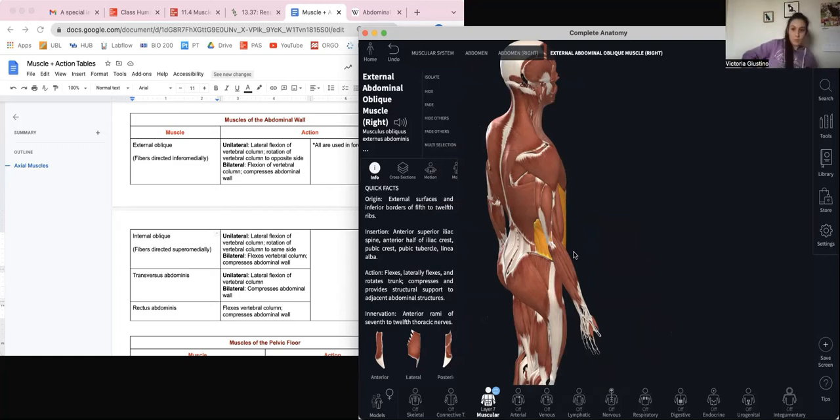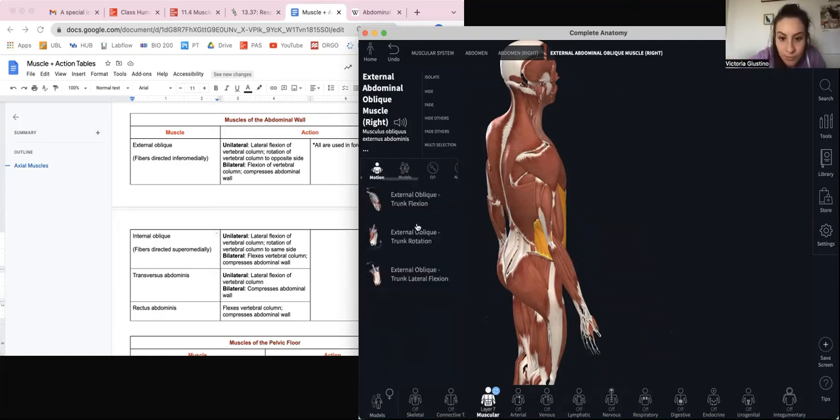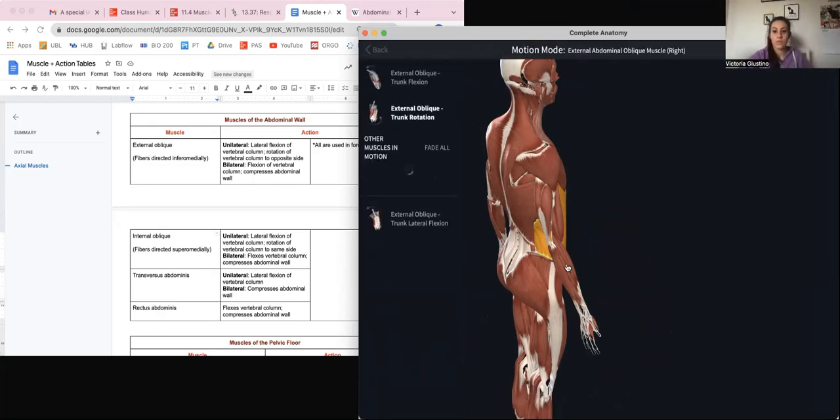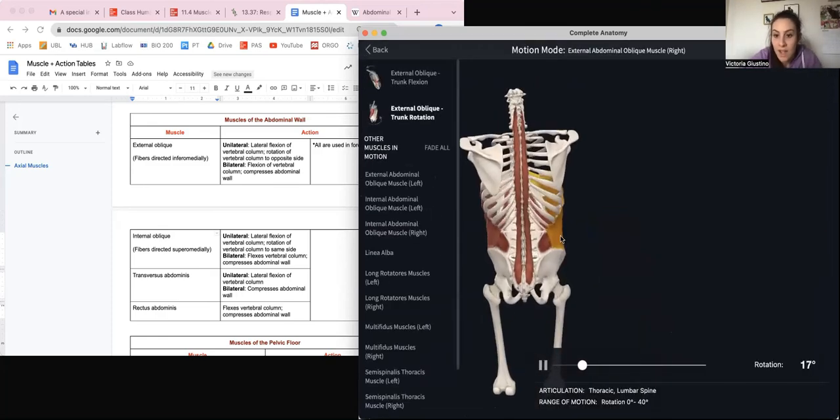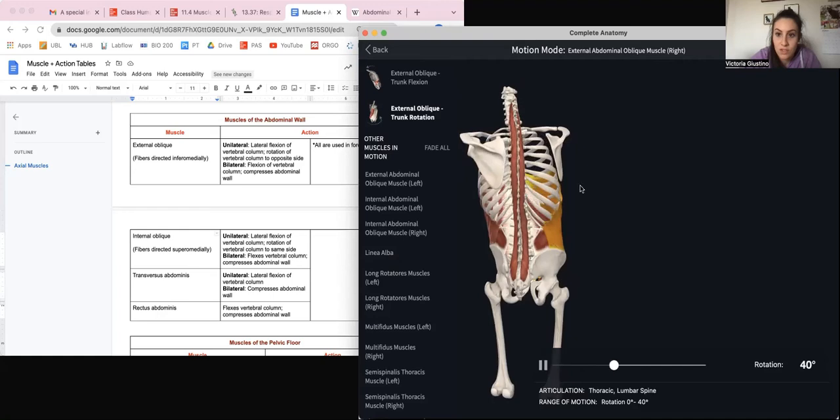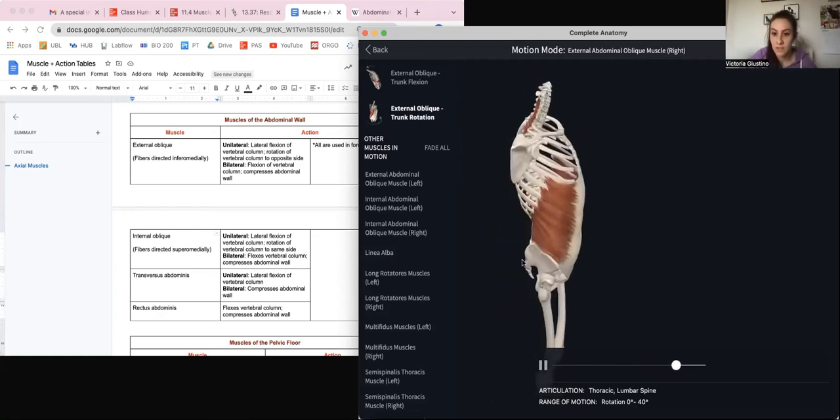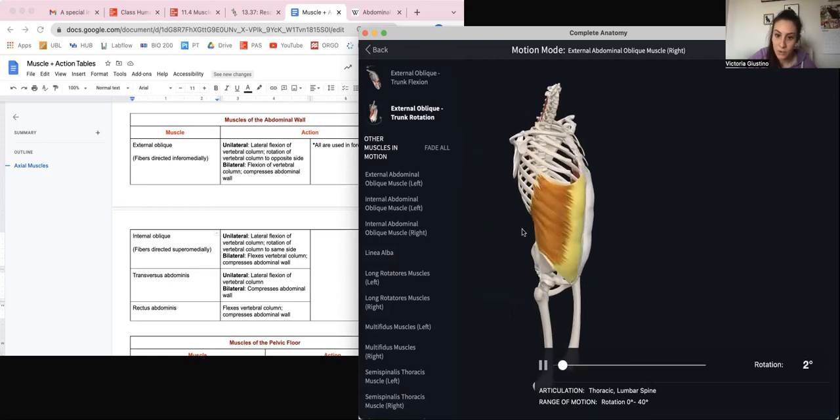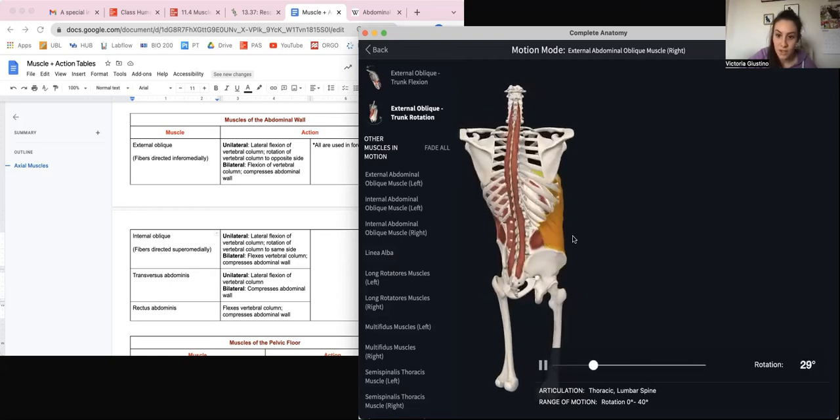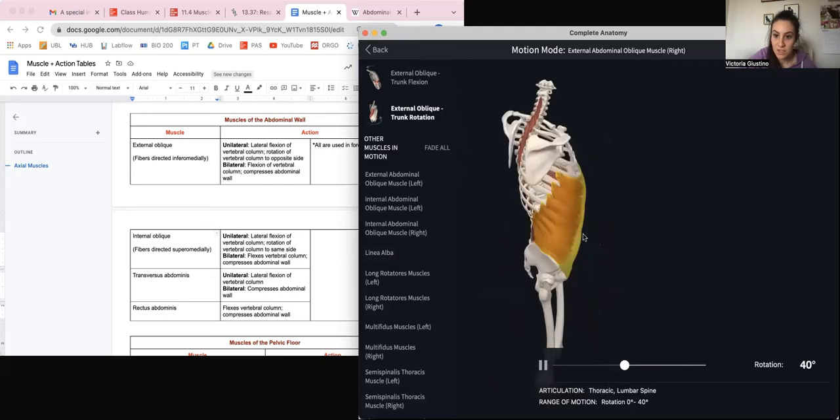So if I'm imagining pulling a rope from my ASIS up posteriorly and laterally, you can imagine that, and I'll show you that as well. So we're contracting the right external oblique, and as you can see, the trunk is rotating to the opposite side. It's rotating to the left, right? Going from I to O, these muscles are pulling, and we're pulling the trunk to the opposite direction there.